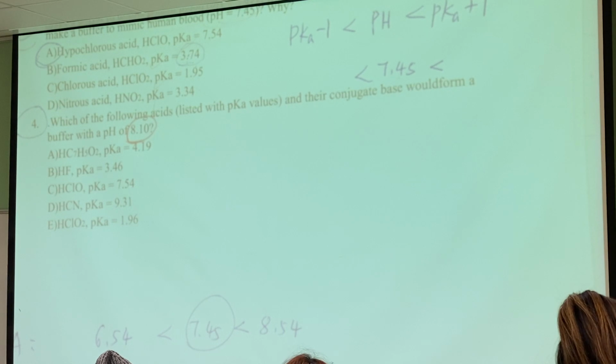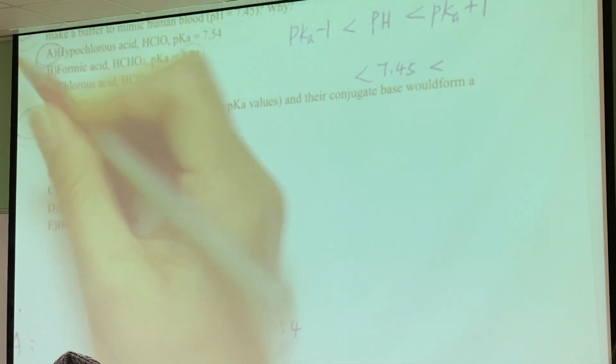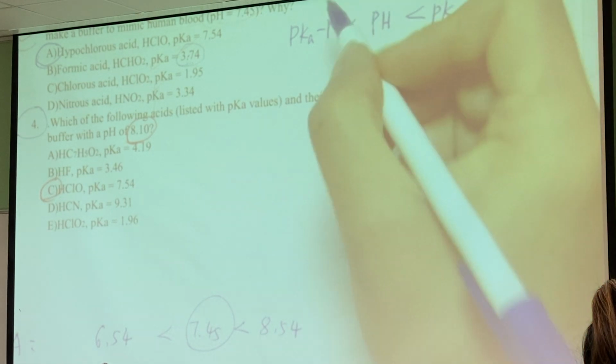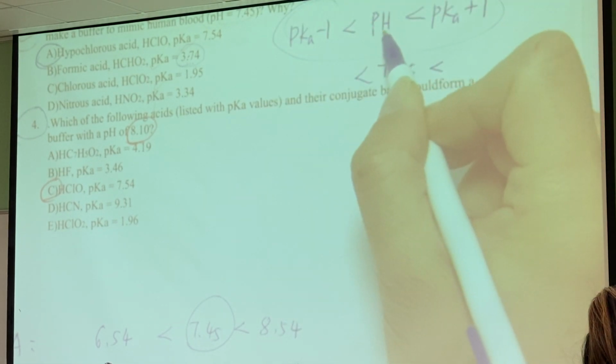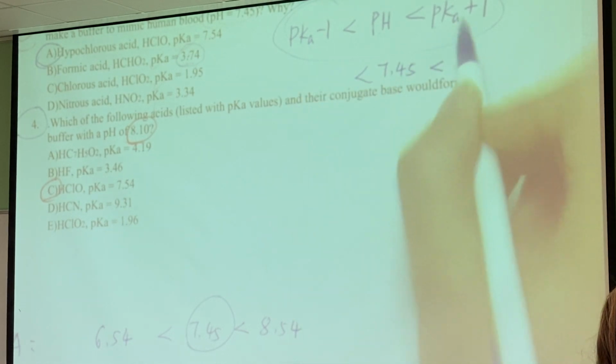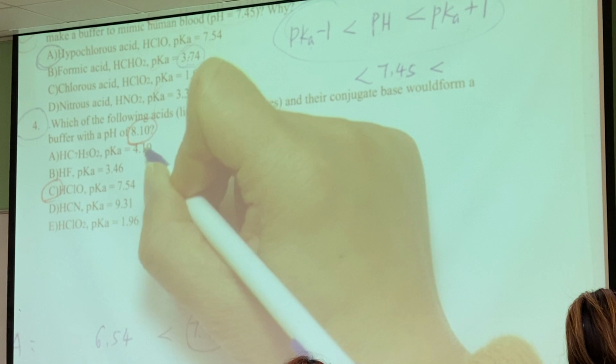Is it C or D? Anyone get the answer? Which one? C, right? Okay, good. You guys got a good answer. C. Why is that? Still the same way. First you need to know that to make a good buffer, the pH range should be pKa minus 1 to pKa plus 1. So let's go one by one.